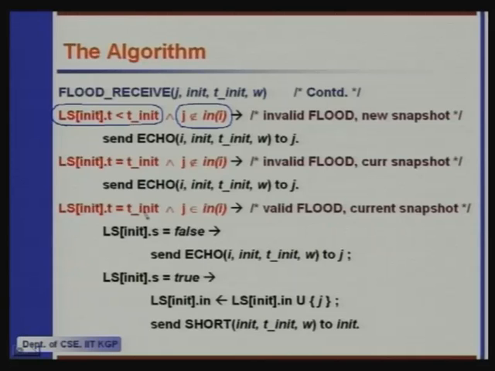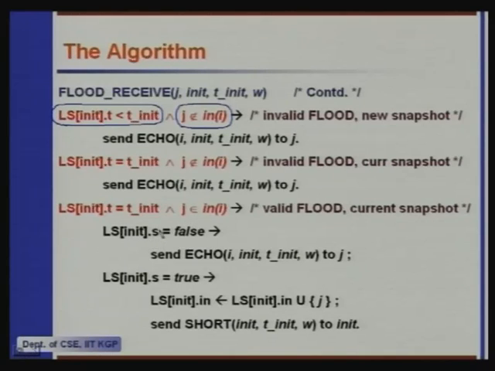The last one is that this is equal to t init, which means it is a current wave, and J belongs to init. So, this is a second flood that it is getting, it is not the first flood, because when it got the first flood, it updated this to be equal to this, right. That is when it updated it. So, now this is a current snapshot, I am getting a second flood, okay.